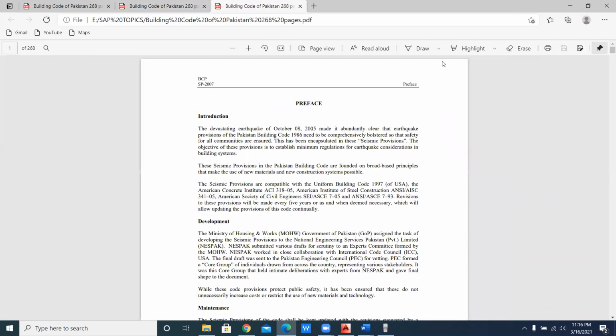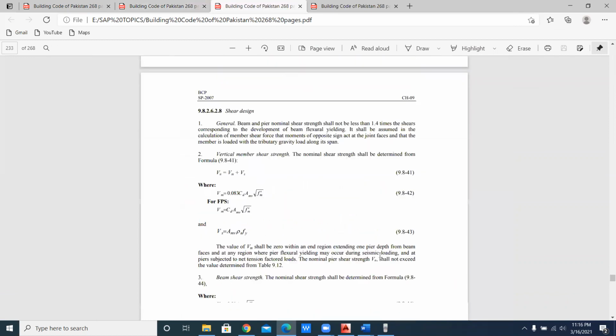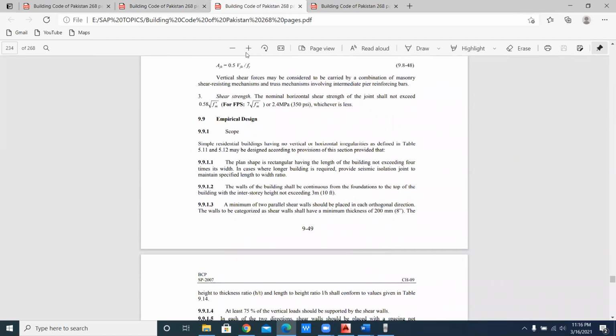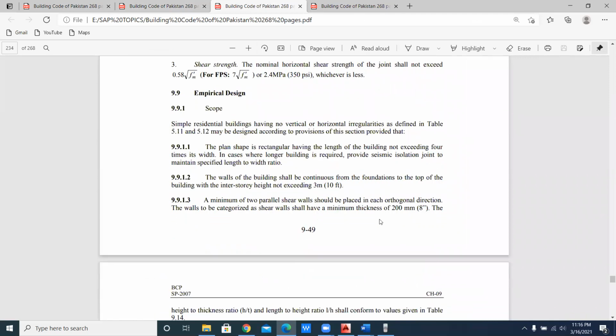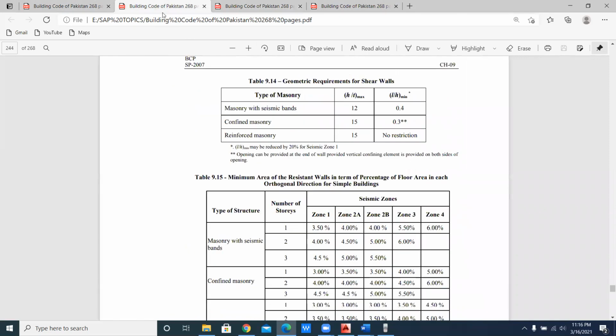What if I open the duplicate tab, not a new tab, and I came down here and open this, then if you see here, it shows the minimum thickness of 200 and height to thickness ratio and length to height ratio L by H, confirm the values in table 9.14. Okay, this was your table basically, table 9.14. Masonry load, if seismic bands, then the height to thickness ratio is 12 and the length to height ratio is 0.4. Okay, this is one factor. That is for seismic zone 1, the length to height factor may be reduced by up to 20%. Okay, this is normally your factor.